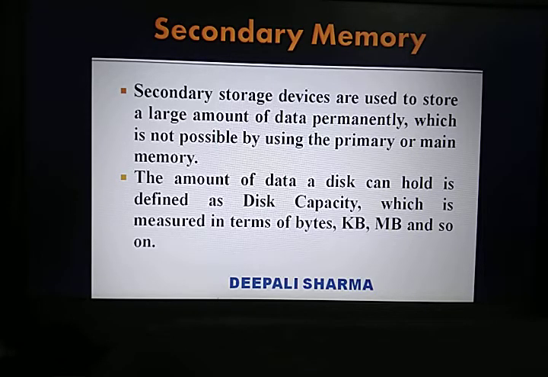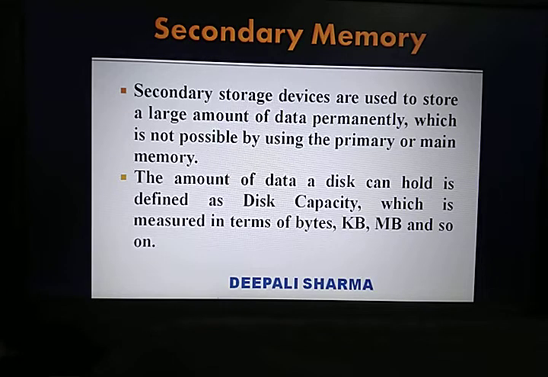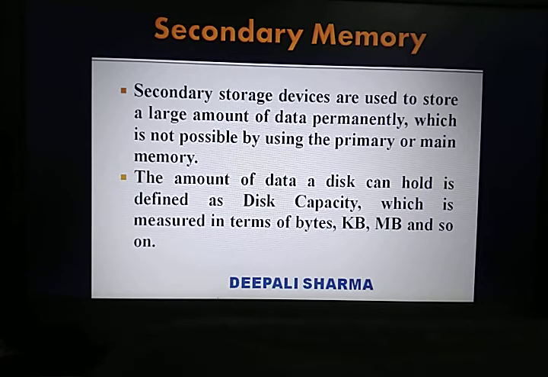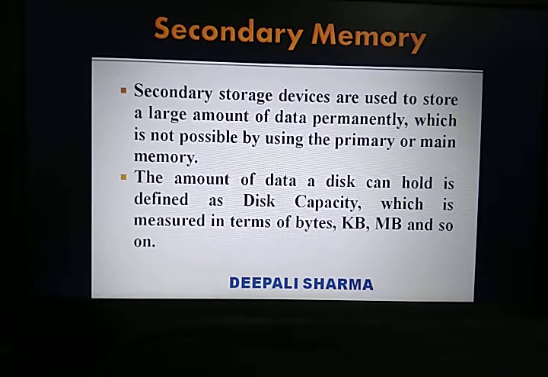Maybe all of you have seen a CD. On that CD it is written that you are able to store data of 700 MB. That means if you have large data which is more than 700 MB, you are not able to store it on that CD. For that you require another storage device which has more storage capacity. So the amount of data a disk can hold is defined as disk capacity, and it can be measured in different kinds of terms. Fine. So let's move on to the next slide.